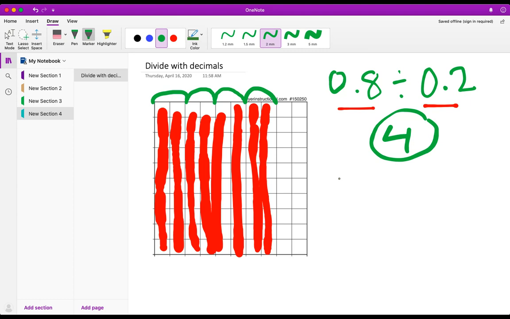Another way to look at this equation is in money. If I have 80 cents, how many groups of 20 cents can I get? I can get 4 groups.